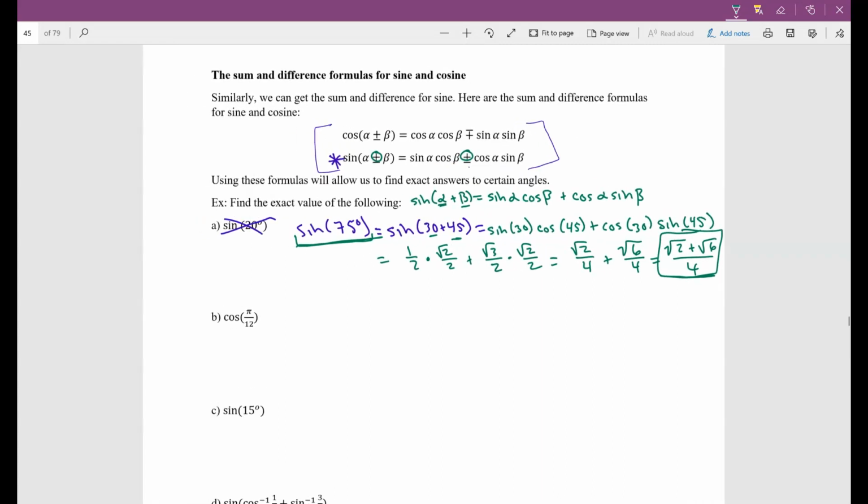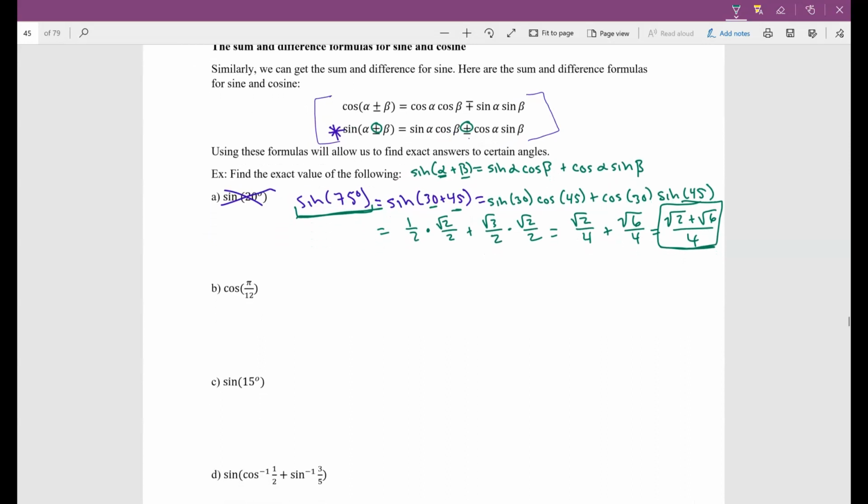So now let's look at the next one. The next one is the cosine of pi over 12. In this case, it means that we're going to be using angles that have pi over 12 in there, angles that have radians in there. So something that has a pi.